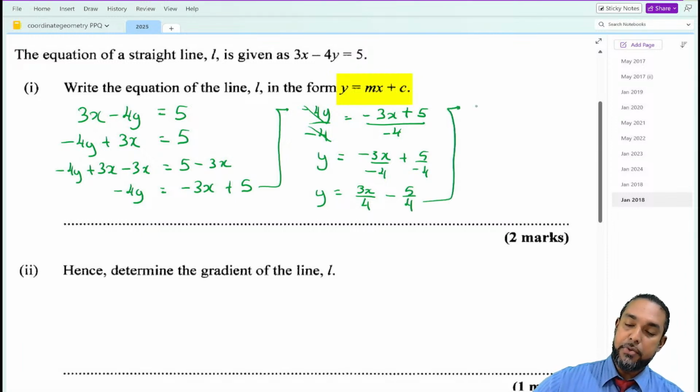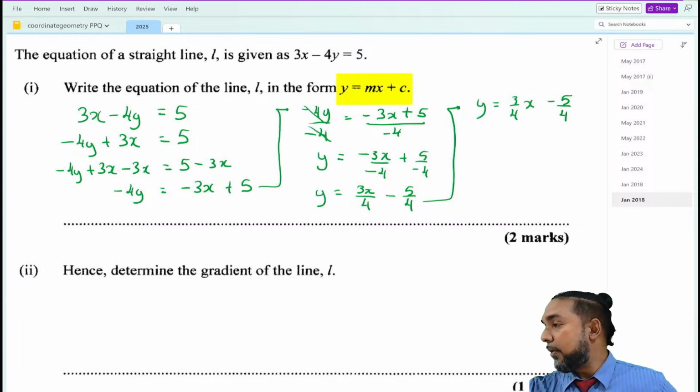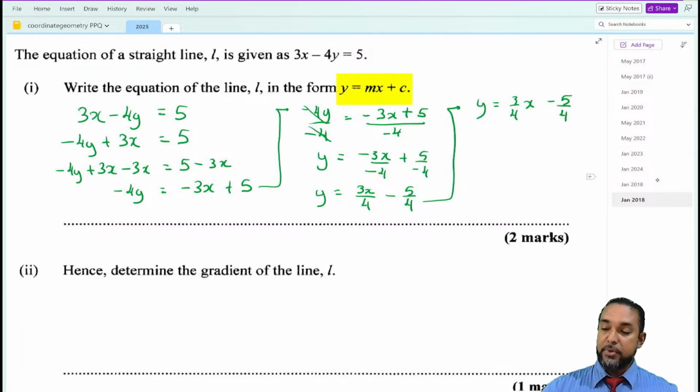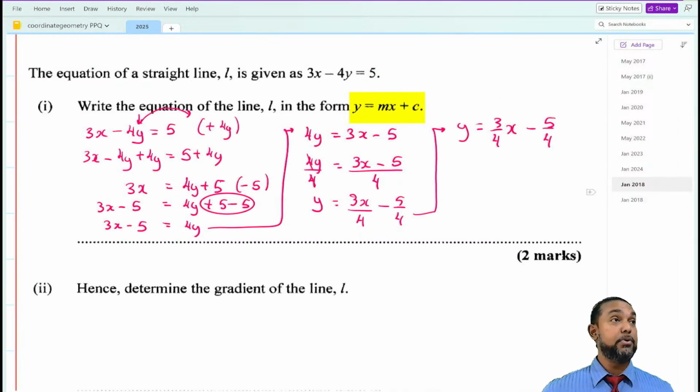And again, finally, you can simply separate the 3/4 from the x like this, because multiplication is understood, right? Very good. Thanks for participating, guys. Appreciate it. And as you can see, we get exactly the same answer we got in the previous page.